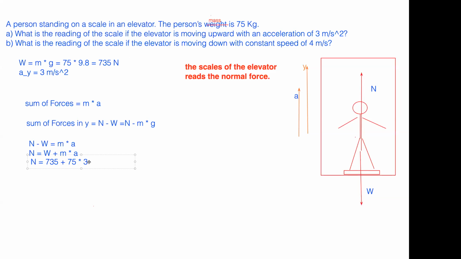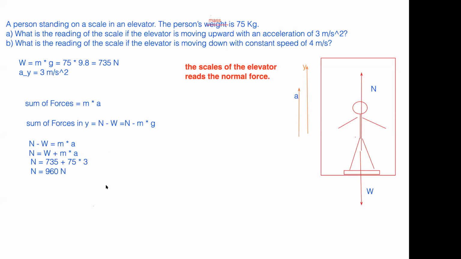So this is the equation that will give us the value for the normal force. Just a quick calculation: 735 plus 75 times 3 will give us, I got 960. That's correct, 960 newtons. And so you see that the normal force is greater than the weight itself.